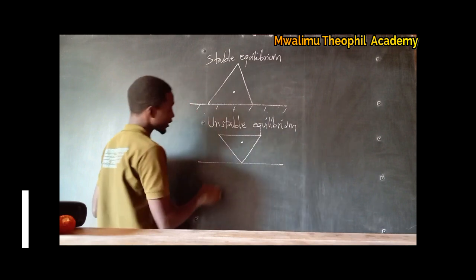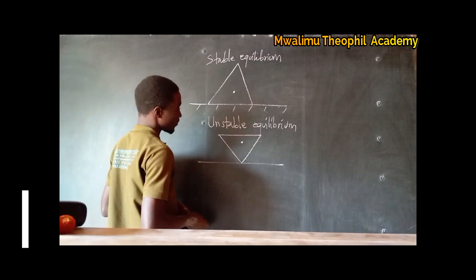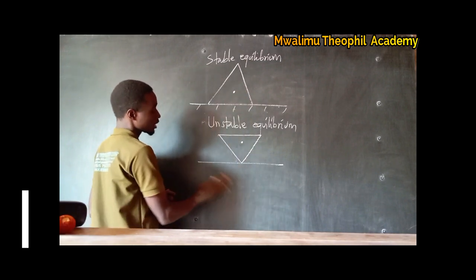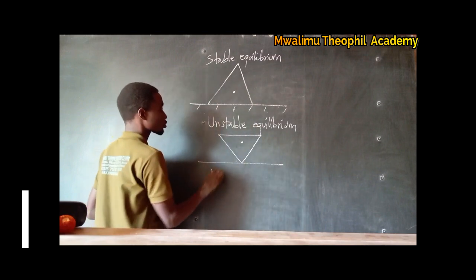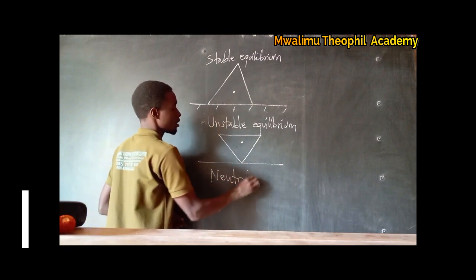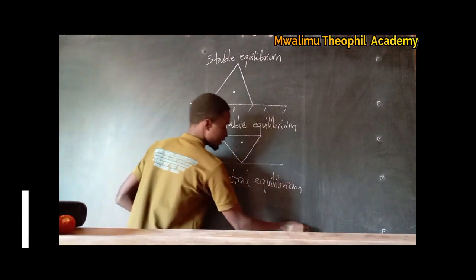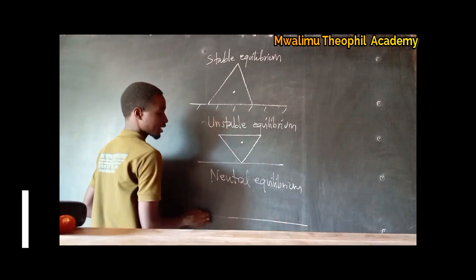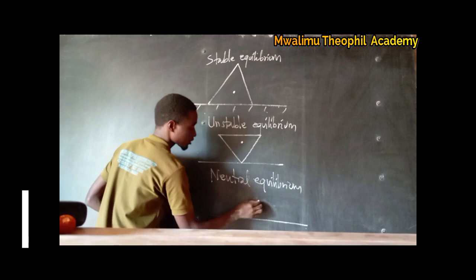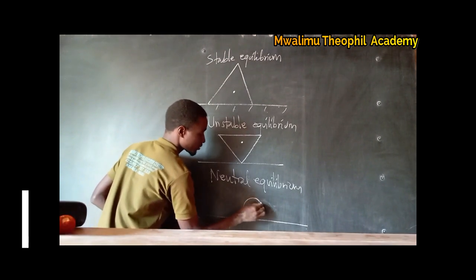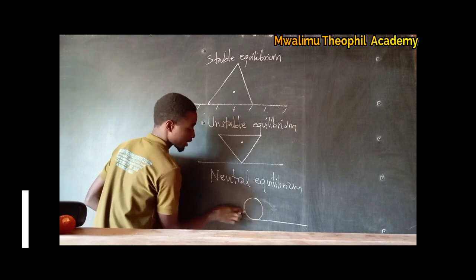The last structure is to show the occurrence of neutral equilibrium. Here I am going to use the ball or any spherical object to show neutral equilibrium. Maybe just take, this is a ball and it rests on the ground.